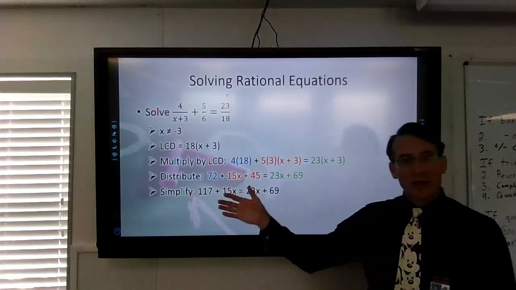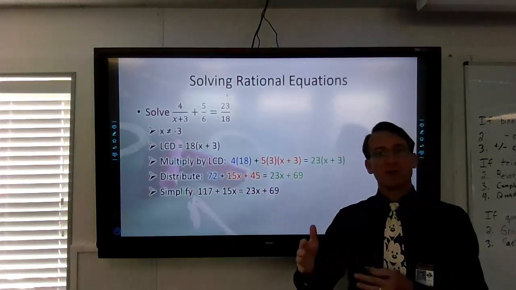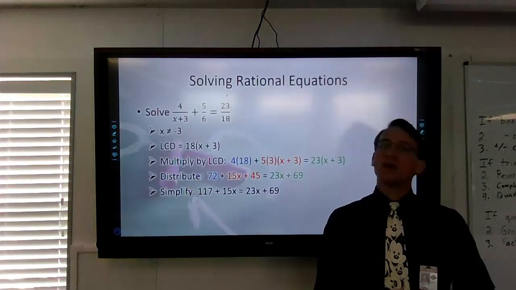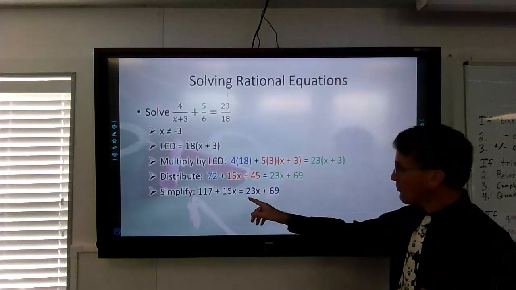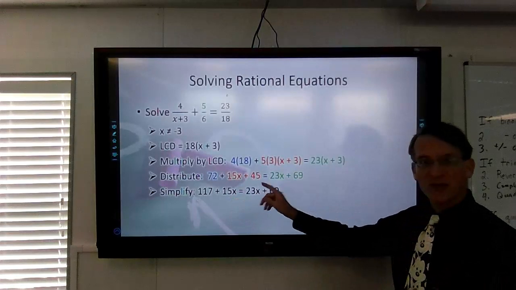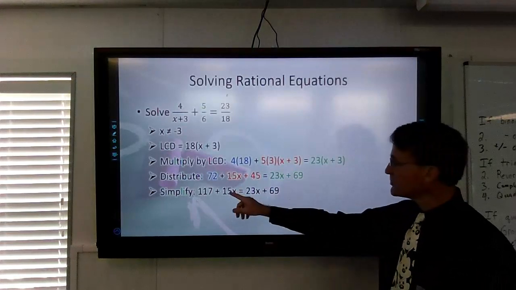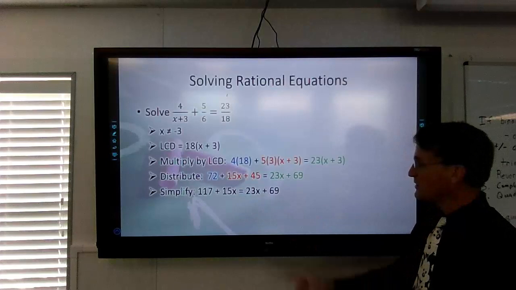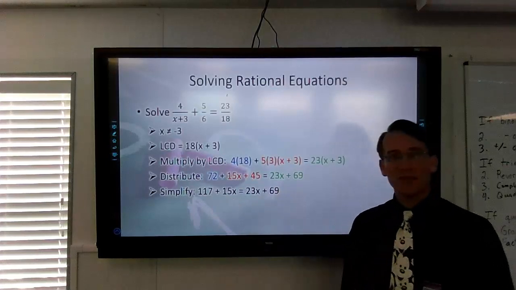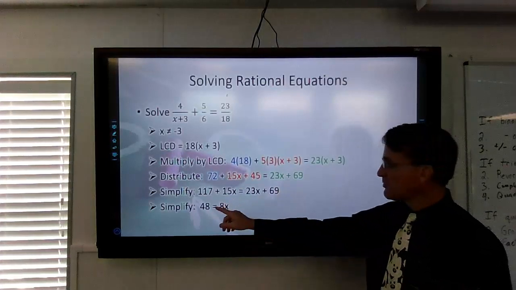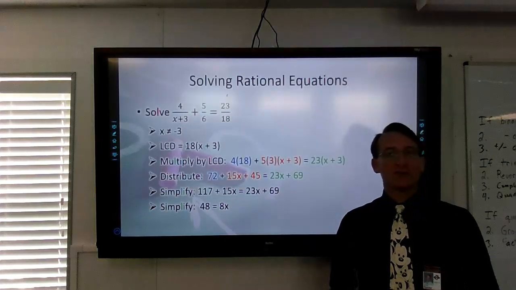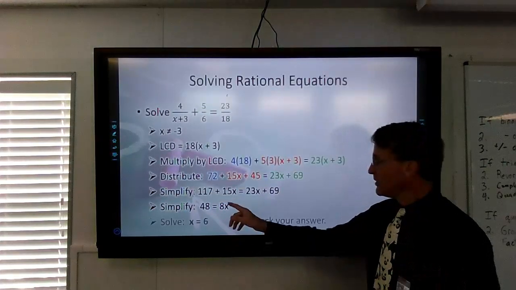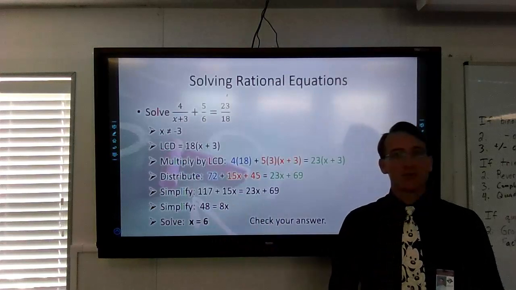And now, like regular algebra equations, I'm going to move all my x's to one side, all my non-x's to the other side. I'm going to choose to move my 15x over to this side so I have a positive value of x. So I'm going to subtract 15x from both sides, and then I'm going to subtract 69 from both sides. That gives me 48 is equal to 8x, and then all I have to do is divide by 8. When I divide by 8, I get x equal to 6.